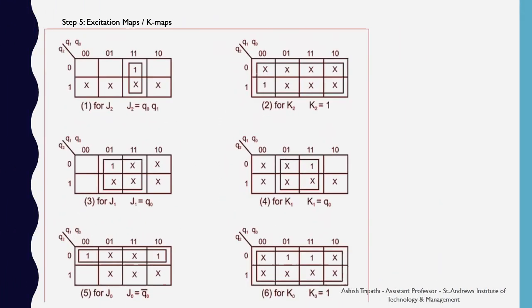Here is the excitation map or the K map of each and every flip-flop. Since there were 3 bits, it is a 3 variable K map. Solve the K map and we get the state equations for these flip-flops, that is J0, K0, J1, K1 and J2, K2. For J0 we are getting Q0 dash as the output. For K0 we are getting 1. For J1 we are getting Q0. For K1 we are getting Q0. For J2 we are getting Q0 Q1, and for K2 we are getting 1.